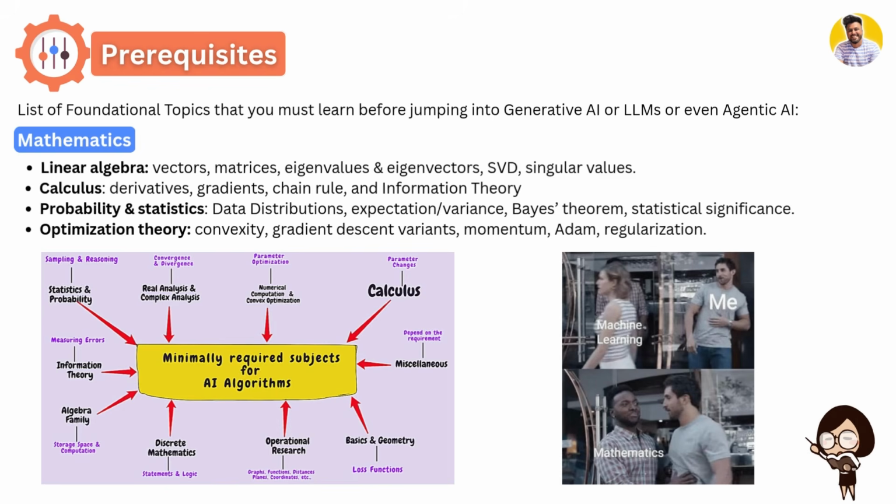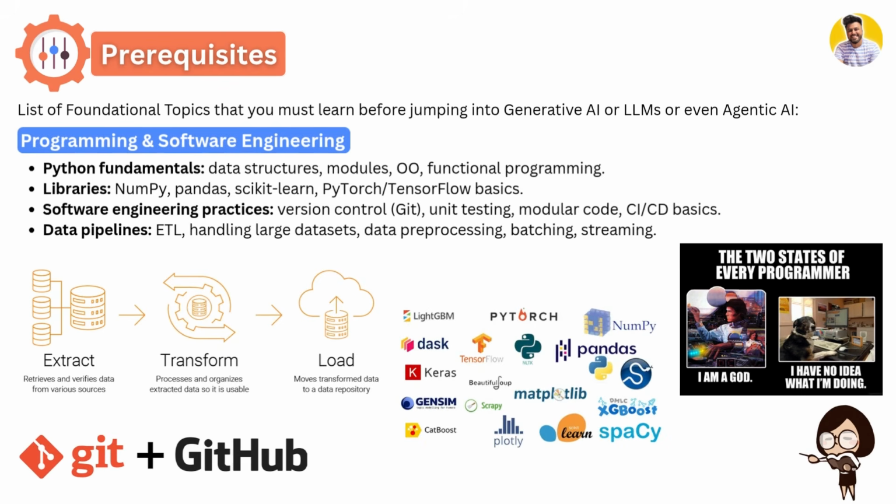Okay, and then shift to the programming or the software engineering part, in which you first learn about the Python programming, including its data structures, functional programming, the OOPS concept as well, and some important libraries that you can use in the GenAI or the ML or data science as well, that are NumPy, Pandas, Scikit-learn, PyTorch, or the TensorFlow as well. And also learn about the basics of the software engineering by using the version control or the unit testing or the modular code design, along with the basics of CI/CD pipelines.